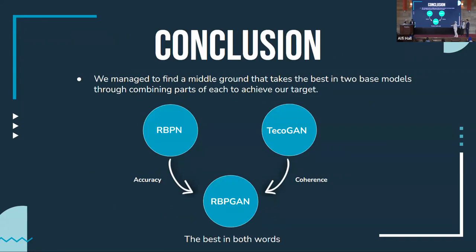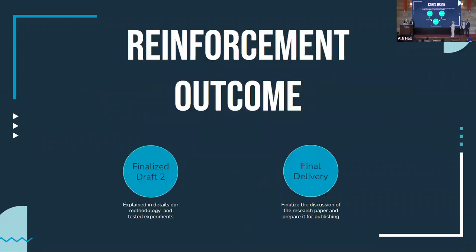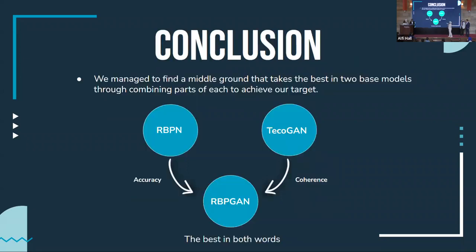So in conclusion, we can say that we are proud that we achieved our hypothesis to find the middle ground that actually exceeds the state of the art in regard to temporal coherence. And we also increased the accuracy slightly with reduced models. So as we mentioned, our BBN was inspiring for the accuracy, and TICOGAN was inspiring for the coherence. And here's our RBBGAN model that has the best of both worlds.